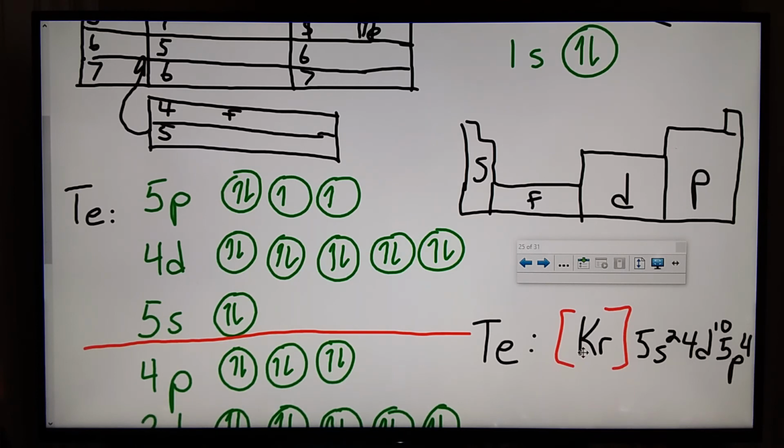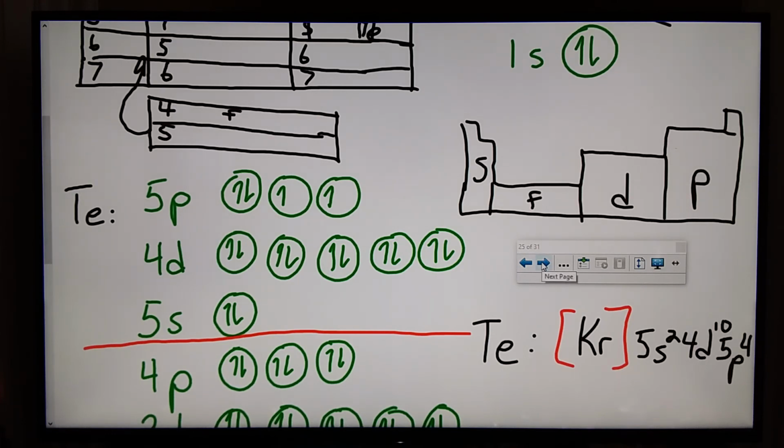So what I am left with is the 5s orbital with 2 electrons. That's why it says 5s2. The 4d orbital has 10 electrons, so 4d10. And then the 5p orbital with 4 electrons, so 5p4. So it's saying everything is the same as krypton with these few extra changes.